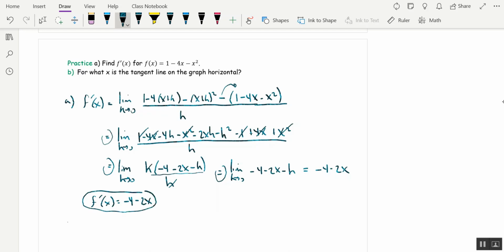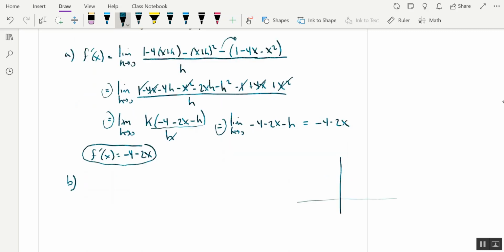Okay, part B, for what x is the tangent line horizontal? The graph of f is a parabola. It opens down, and so the horizontal tangent is going to happen at the vertex.